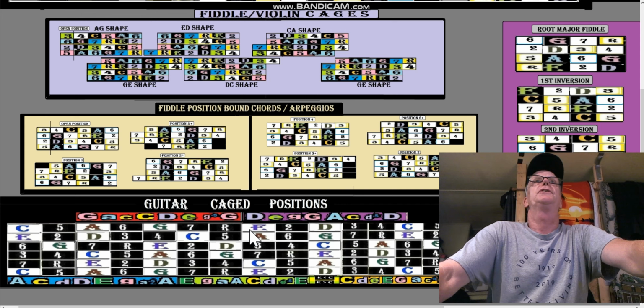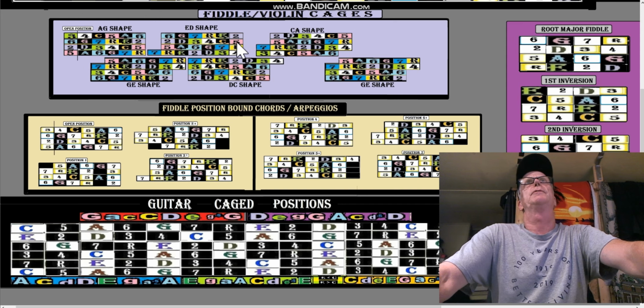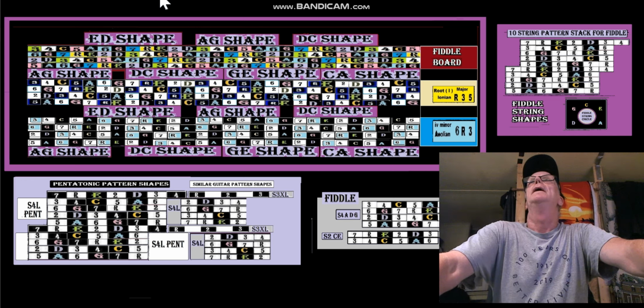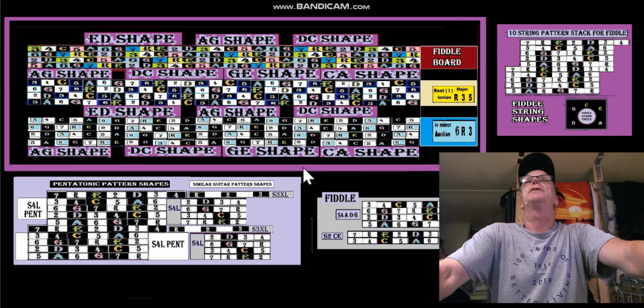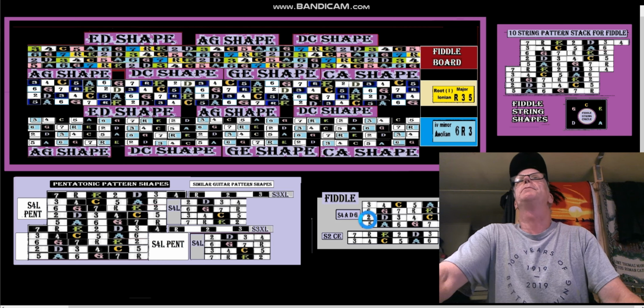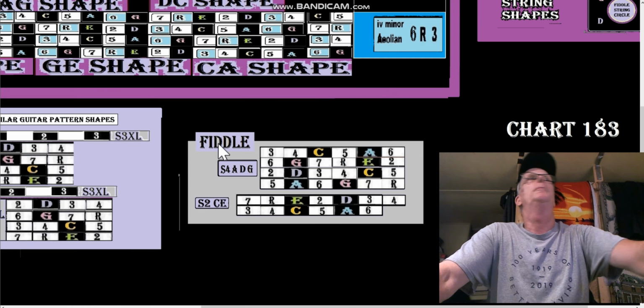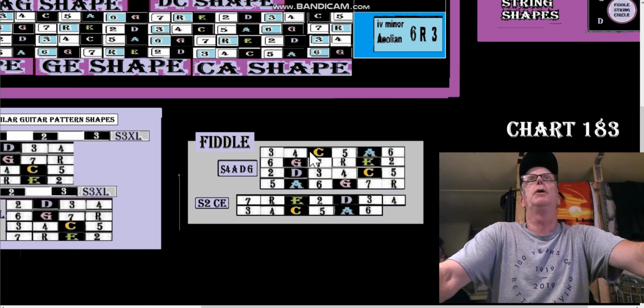So the guitar cage positions here, just for reference. Let's go up to the next chart. All right, so it's starting to improve. I still like to hold on to these smaller, these couple of smaller. But guess what?